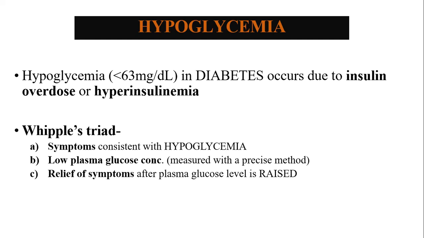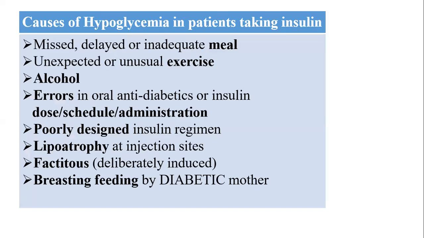So the other one is hypoglycemia. In hypoglycemia, this is because either the patient is using a lot of insulin or the body is having hyperinsulinemia, like in cancers. And there is what we call Whipple's triad. This patient manifests with persistent hypoglycemia, low plasma glucose concentrations, and also relief if you give glucose, this patient responds very fast.